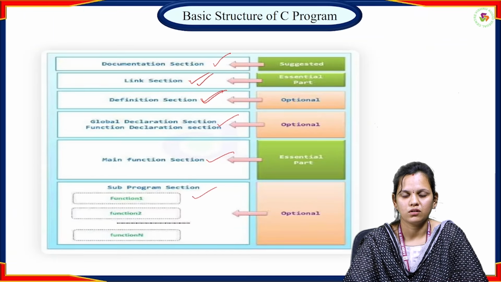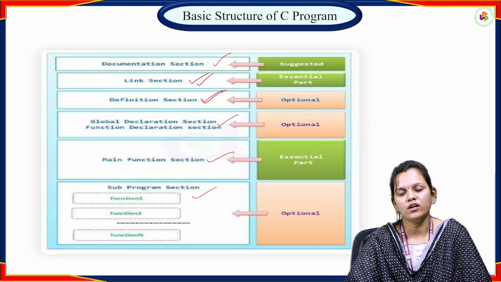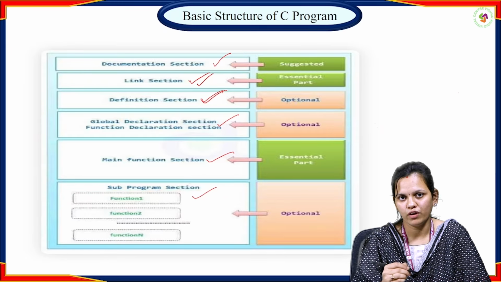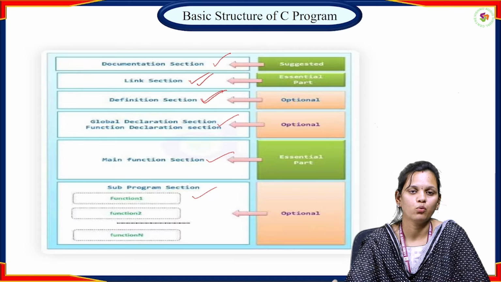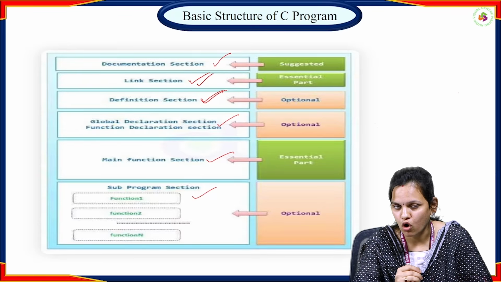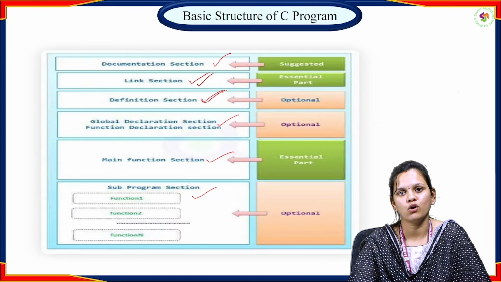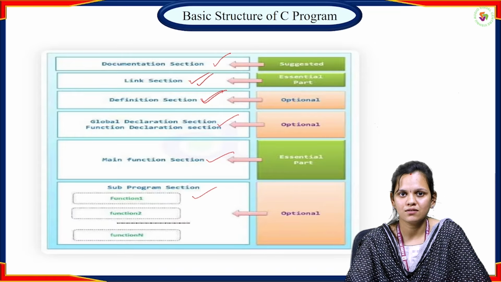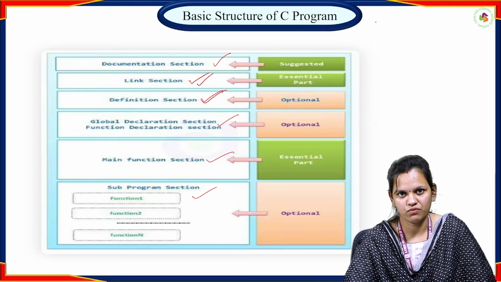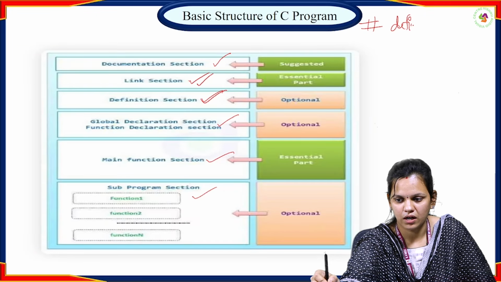In the definition section, we declare constants. Constants are nothing but fixed values. Those values will not be changed throughout the program, whereas the value of a variable can be changed in the program. A constant value is fixed throughout the program, so we cannot change the value of the constant. Such constants are declared in the definition section. We use macros to define the constant. So the syntax is to use hash define.